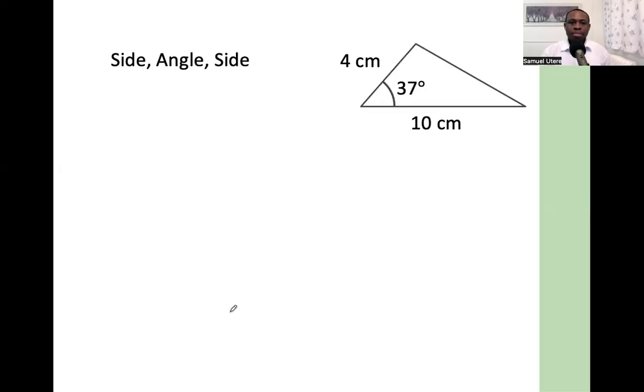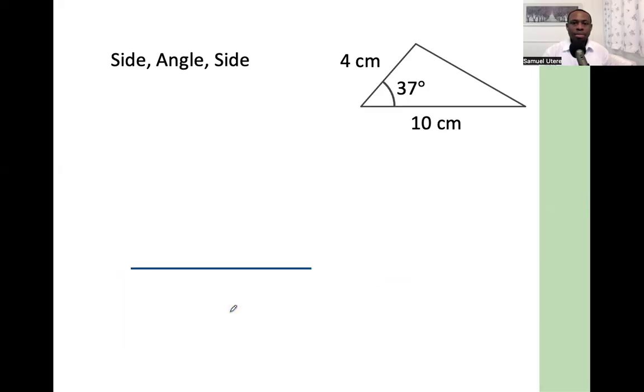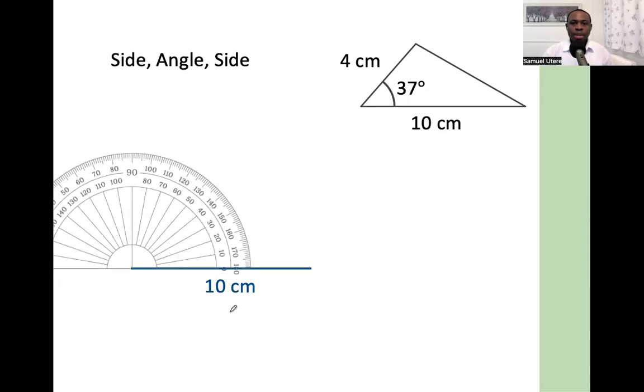Here is the first example. If you want to construct the side, angle, side triangle, here is the first step. Step 1, you take a ruler and you draw a 10 centimeter length. Next, you take your protractor and you measure an angle of 37 degrees. Remember the steps for using the protractor. Make sure the protractor crosshairs is at the point where you want to draw the angle. At this point, we want to draw the angle at the left end of the 10 centimeter line segment.